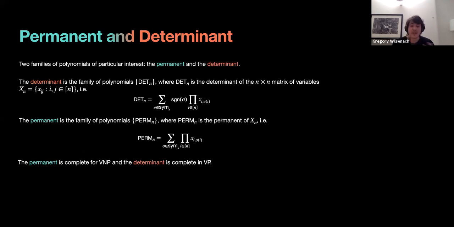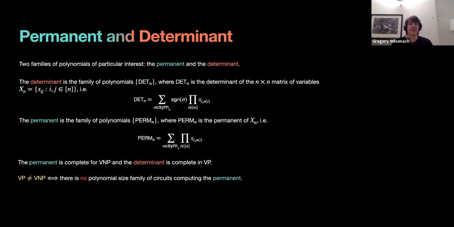The important thing is that the permanent plays a role sort of analogous to the satisfiability problem in complexity theory, in the sense that it's VNP complete. And the determinant is also complete in VP under a slightly different notion of a reduction. And so we often think of the VNP versus VP problem as, sometimes this is called the permanent versus determinant problem. So these two polynomials play the role of canonical representatives of their two classes.